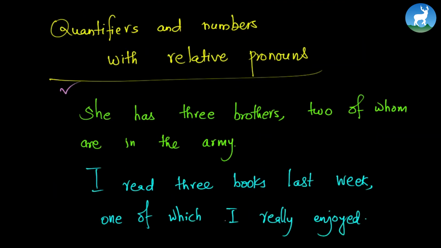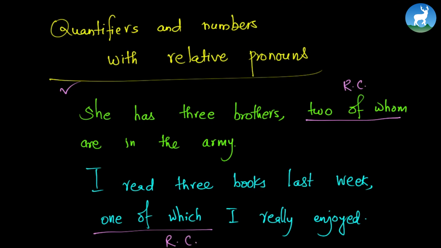So let's talk about the quantifiers and the numbers with relative pronouns. The first one is: he has 3 brothers, 2 of whom are in the army. I read 3 books last week, one of which I really enjoyed. So these underlined phrases are what we call the relative clauses.